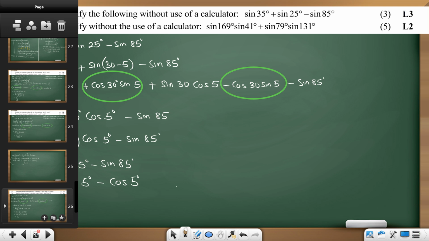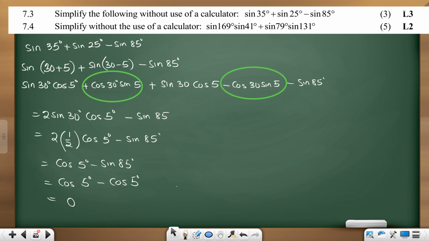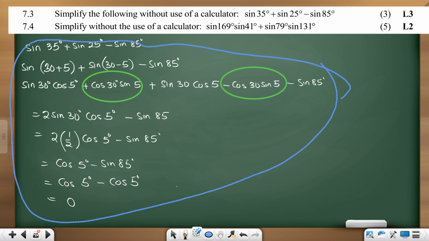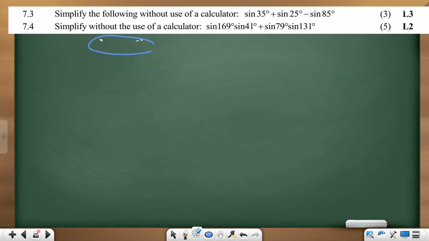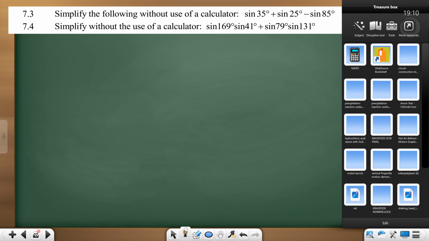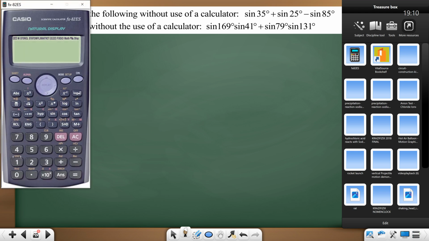What's the next one? 7.4. Just to make sure again. Look at 7.4. Beautiful. Can we reduce? I taught you how to reduce. Don't do funny things, guys. Don't do funny things. Do what I have taught you. Life becomes very easy. Sine 169. How do you reduce, my beautiful learners?